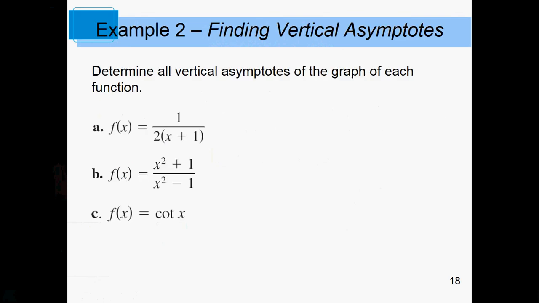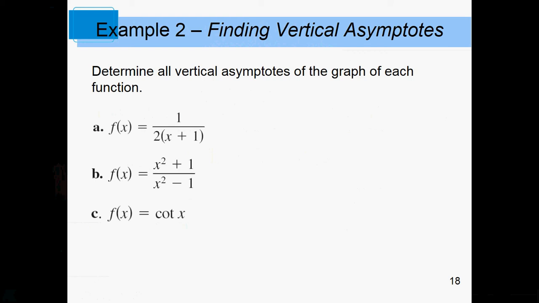Where's the vertical asymptote for f of x equals 1 over 2 times x plus 1? F of x is 1, g of x is 2 times x plus 1. So where does 2 times x plus 1 go to 0? X equals what? Yeah, negative 1, right? Therefore, the vertical asymptote is a vertical line at x equals negative 1.